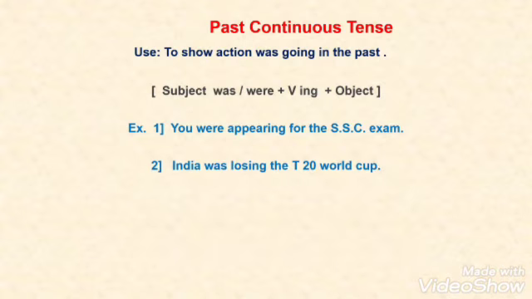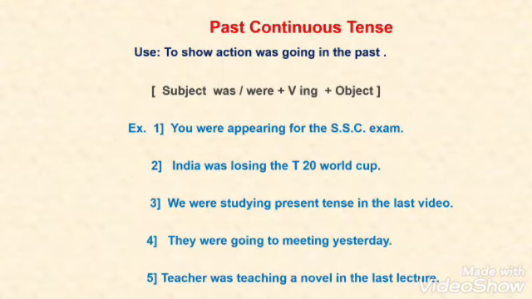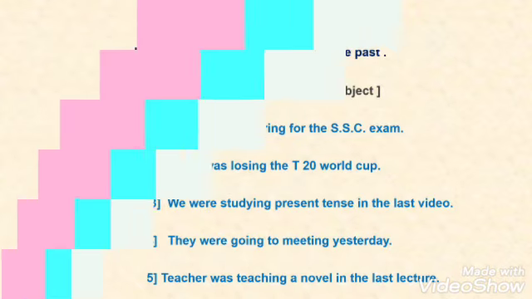Second example is India was losing the T20 World Cup. India subject, was and VING. Just look at the formula. Third one, we were studying present tense in the last video. Fourth example, they were going to meeting yesterday. And the last example, teacher was teaching a novel in the last lecture.